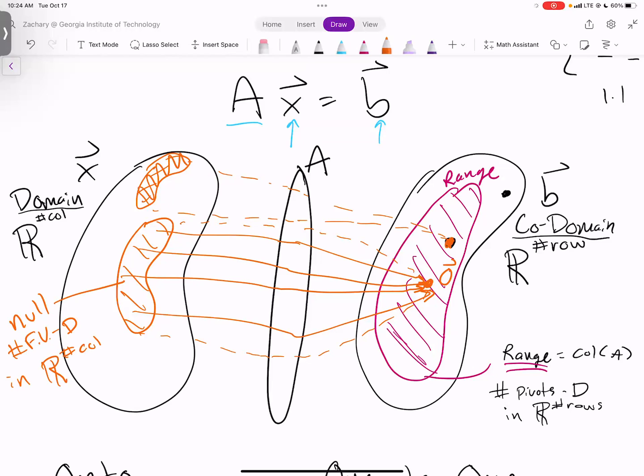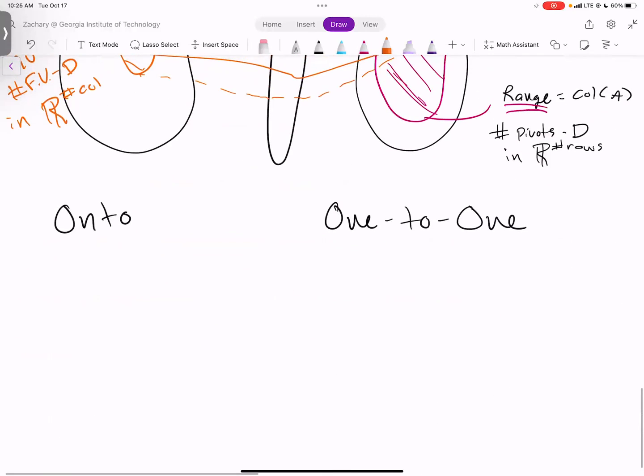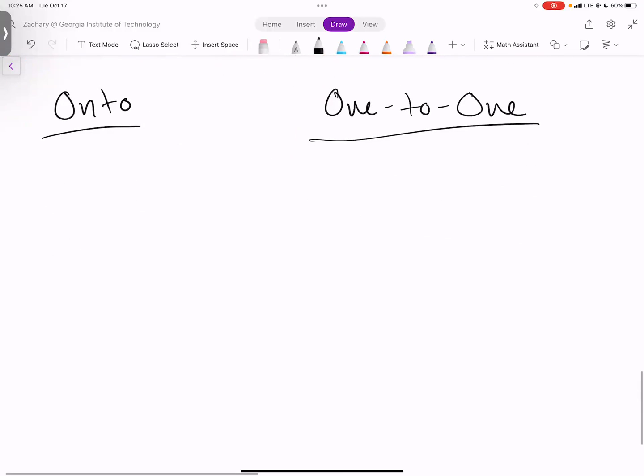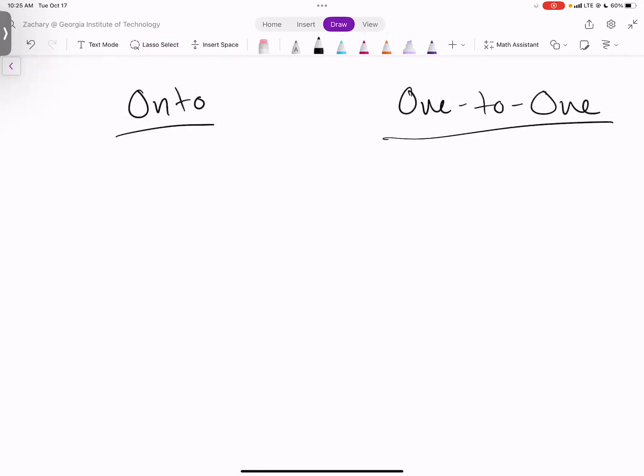So this is what domain, codomain, and range all look like in space. Now, knowing this, let's move on to talking about onto and one-to-one. What onto means is for all b, there's at least one solution. If you see for all b, there's at least one solution, that's the exact same thing as saying onto.